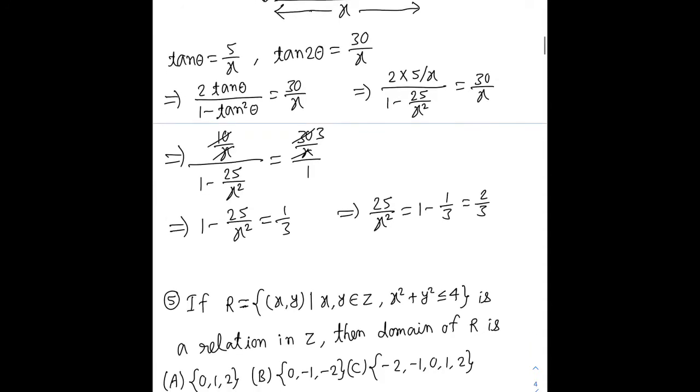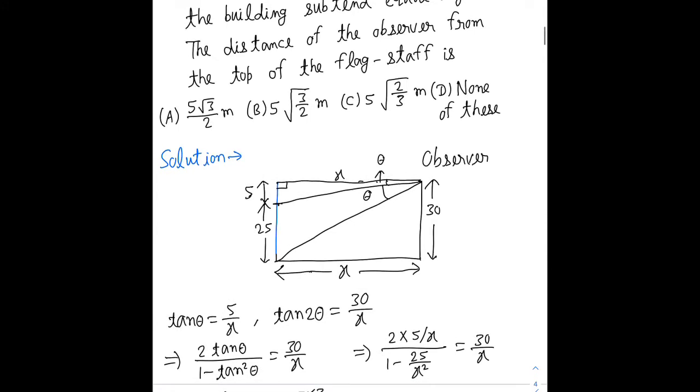Okay, then x square would be 75 by 2, because you will transpose 2 by 3 to the left hand side, and x square will go to the right hand side. So you will get 25 into the reciprocal of 2 by 3, that is 3 by 2. So 75 by 2, or you can leave it like this. Now if you take the square root, all of you know very well the square root of 25 is 5. So it will be 5 and then root under 3 by 2, second option.